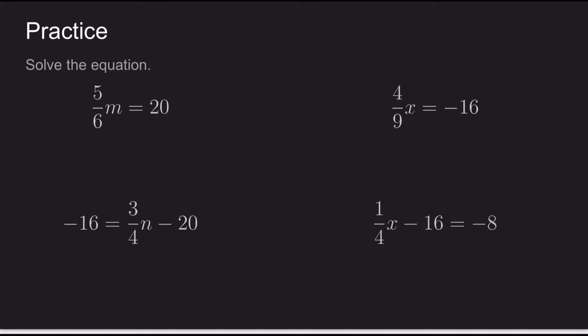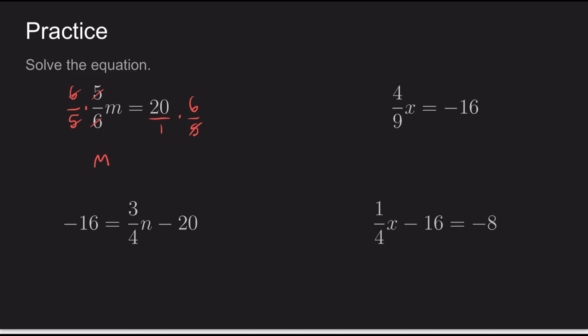All right. Hopefully some of you paused. I'll go ahead and go over them with you. We're going to multiply by the reciprocal. The reciprocal of 5 over 6 is 6 over 5. That cancels all out. M is alone, and what we do on one side, we do to the other.